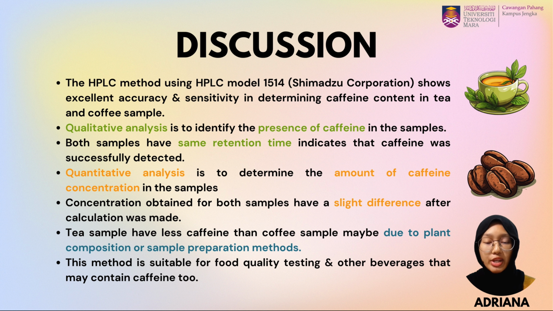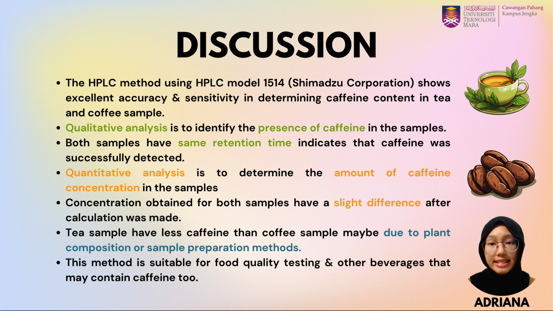In this research, the high-performance liquid chromatography HPLC method using the HPLC model 1514 from Shimadzu Corporation was used to determine the caffeine content in tea and coffee samples. This method demonstrates excellent accuracy and sensitivity in identifying caffeine. Also, we get to find the qualitative and quantitative analysis of caffeine content in the samples.